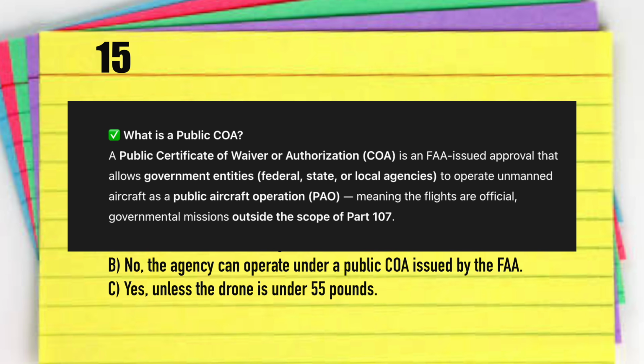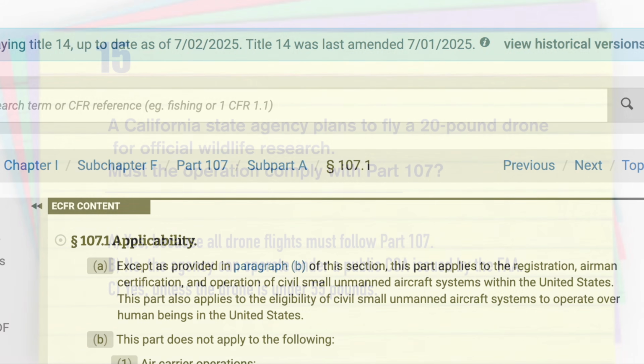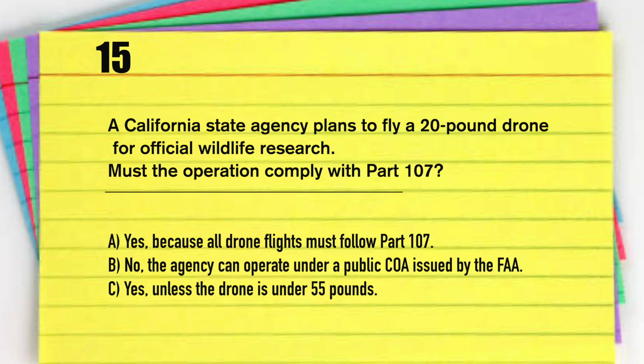And you're going to need to put it back into the equation because according to Subpart A, Part 107.1, it specifically states that Part 107 only applies to the operation of small civil unmanned aircraft systems. There's nothing in that subpart that says anything about official wildlife research. And if you look at the answers again, both A and C, which have the word yes in them, do not apply to the question because wildlife research is not a part of Part 107. So aren't you glad that you reconsidered the answer that was the most difficult? And later in the video, I will explain what a public COA actually is.